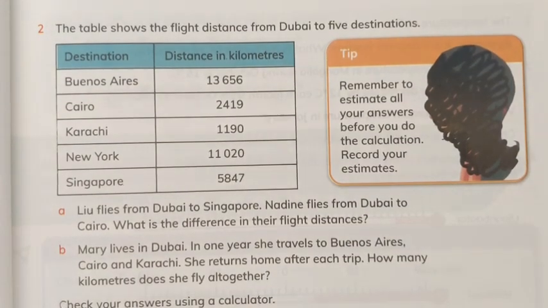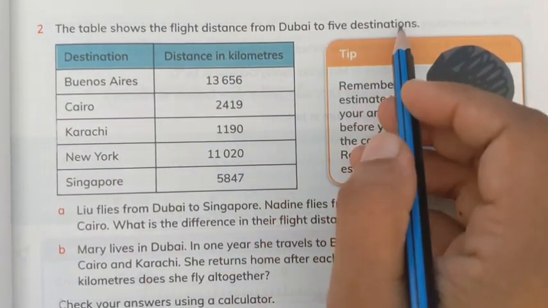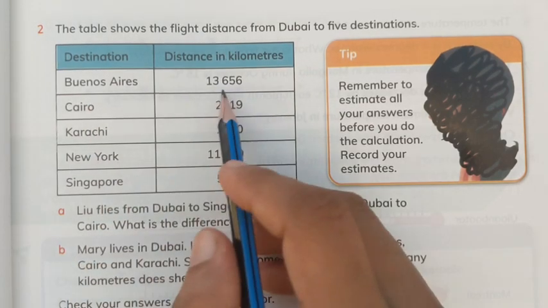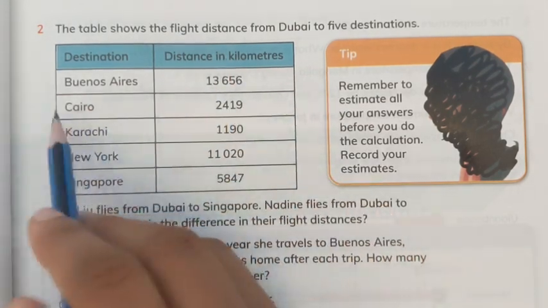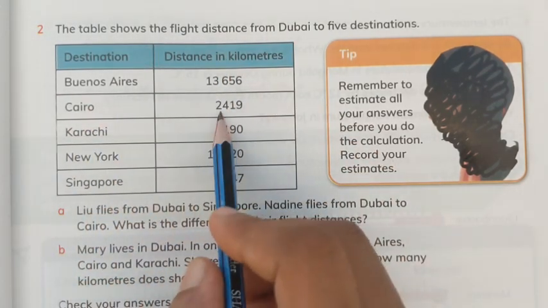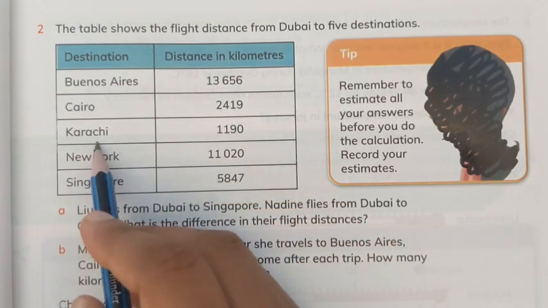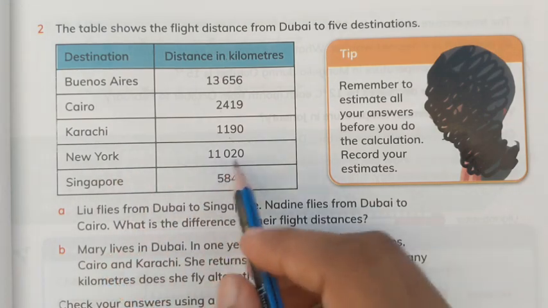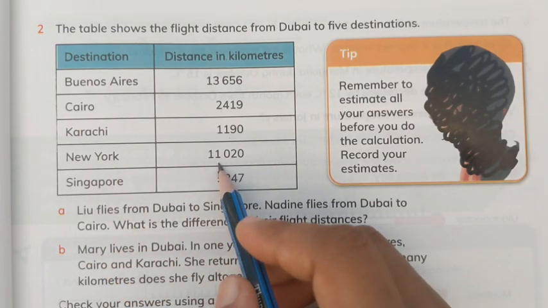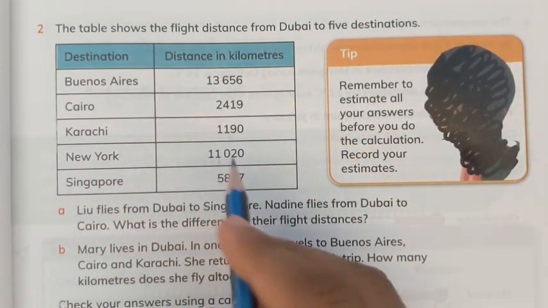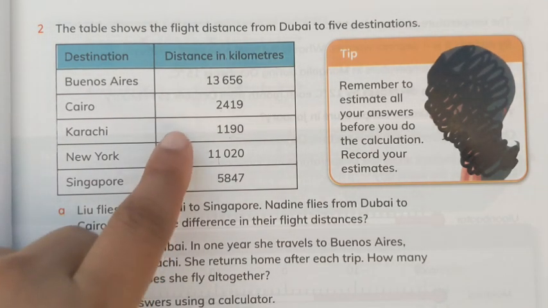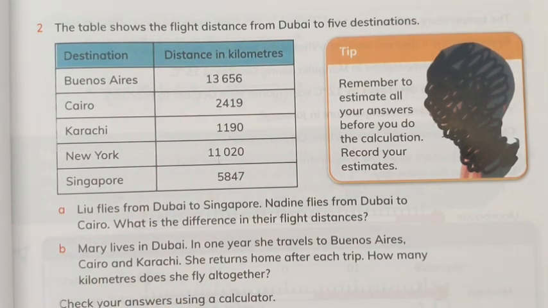Now let's move to question number 2 on page number 53, which says the table shows the flight distance from Dubai to 5 destinations. That is, the distance from Dubai to Buenos Aires is 13,656 kilometers. From Dubai to Cairo is 2,419 kilometers. From Dubai to Karachi it's 1,190 kilometers. From Dubai to New York it's 11,020. It's way more. And then from Dubai to Singapore it's just 5,847. So to some destinations it's less, and to some destinations it's greater.